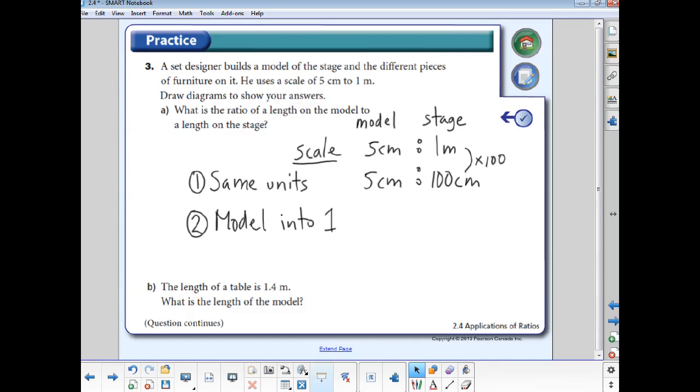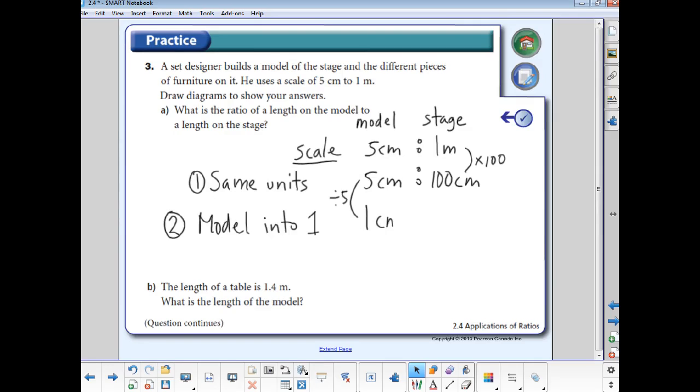So to go from 5 centimeters to 1 centimeter, we're going to have to divide by 5. Just like with our equivalent ratios, we would have to do that to the other part of the ratio as well. So 100 divided by 5 is going to be 20. So our ratio is going to be 1 centimeter to 20 centimeters. We can actually get rid of the units at this point and just say that our ratio is going to be 1 to 20. This tells us that the stage is going to be 20 times bigger than the model, or the model will be 20 times smaller than the stage. And that's the first part of the question.